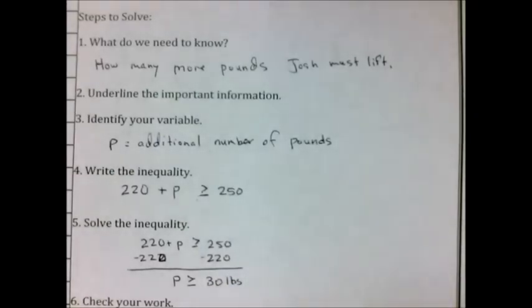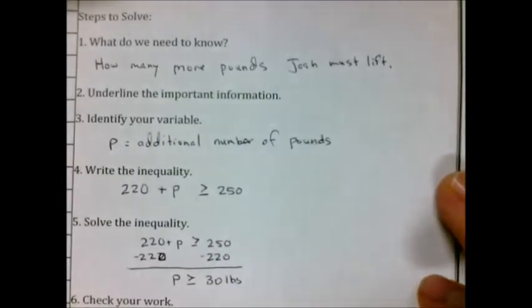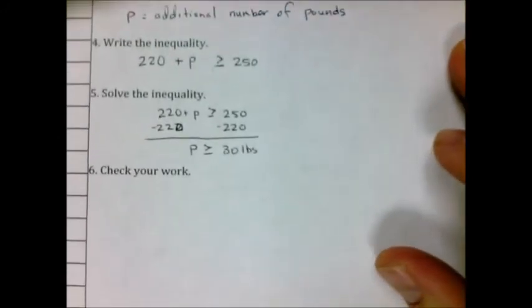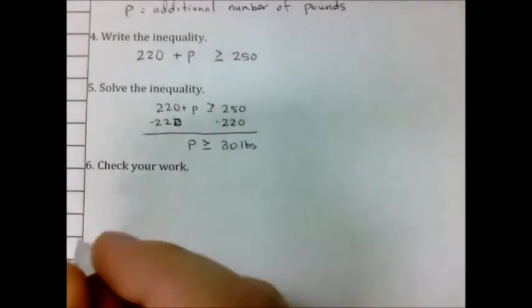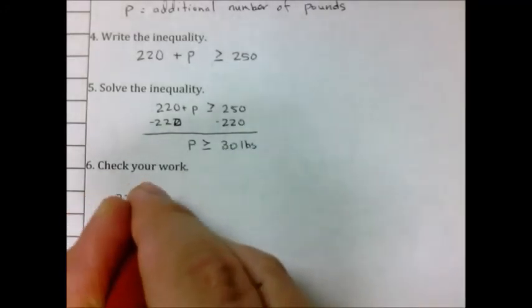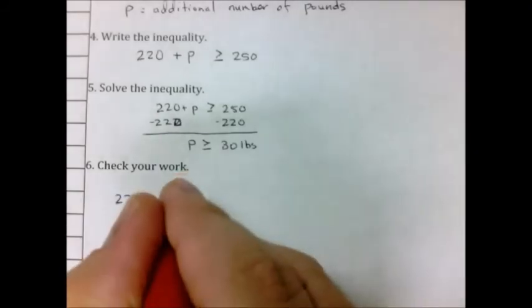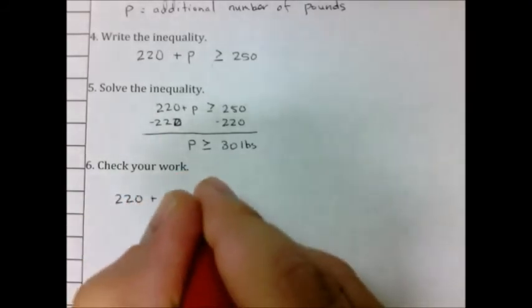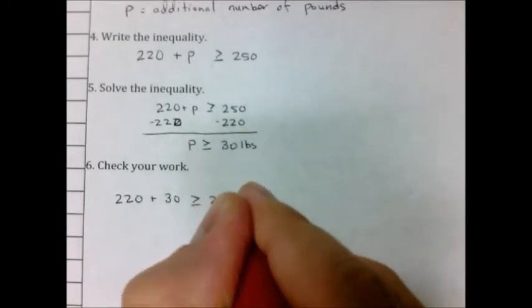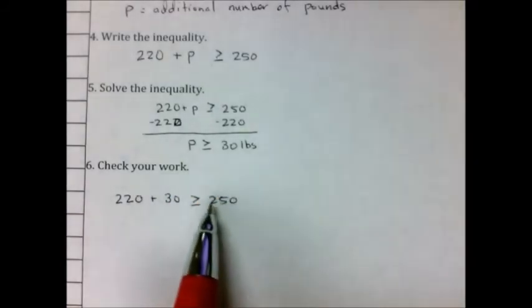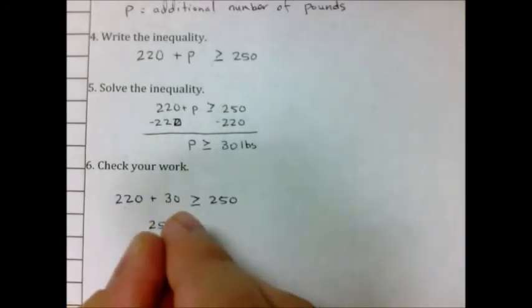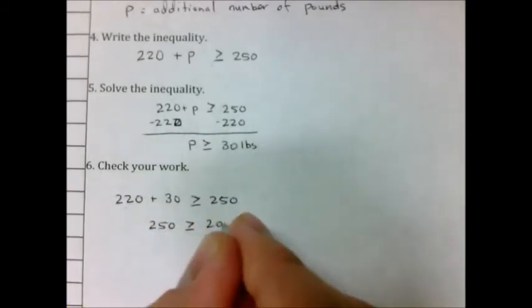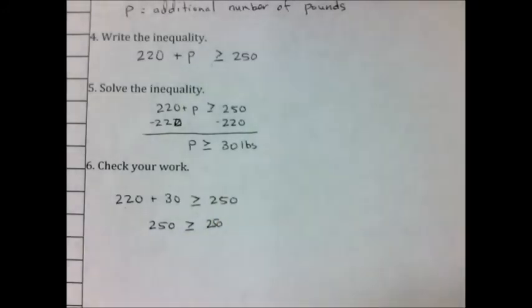Okay? And then there's one last step in order to solve this, and I'm going to move it down once again. The last step is to check our work. Does this make sense? So if we plug 30 back into our inequality for P, is that going to give us a value that is greater than or equal to 250? 220 plus 30, well, that's 250, and that is equal to 250. Okay, so that does work out. That would meet his goal.